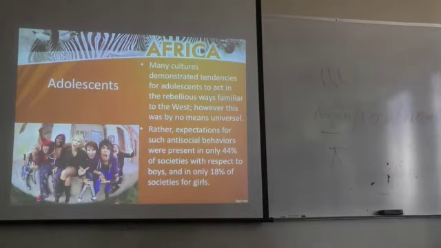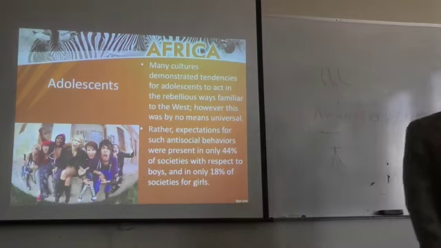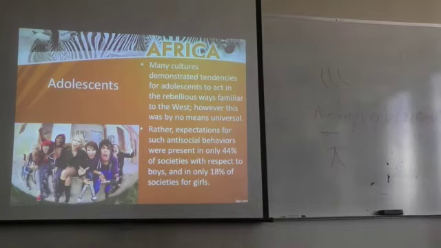Many cultures demonstrated tendencies for adolescents to act in rebellious ways, familiar to the West. A popular movie on TMC this month is Rebel Without a Cause, one of James Dean's 4 movies that he made. It's a classic. It's about classic rebellion. And this was made in the early 50s. Natalie Wood was his girlfriend, and Sal Mineo was his buddy in that movie. Well, all of them have died by this time, but this is a movie from the 1950s. This is an early teenage angst movie.